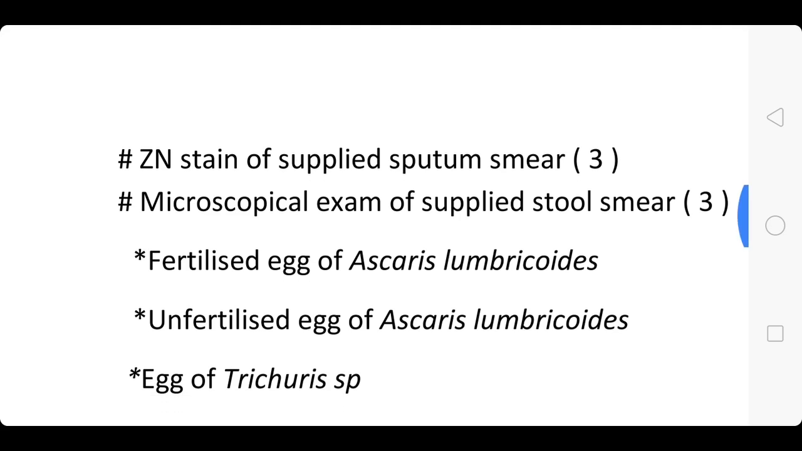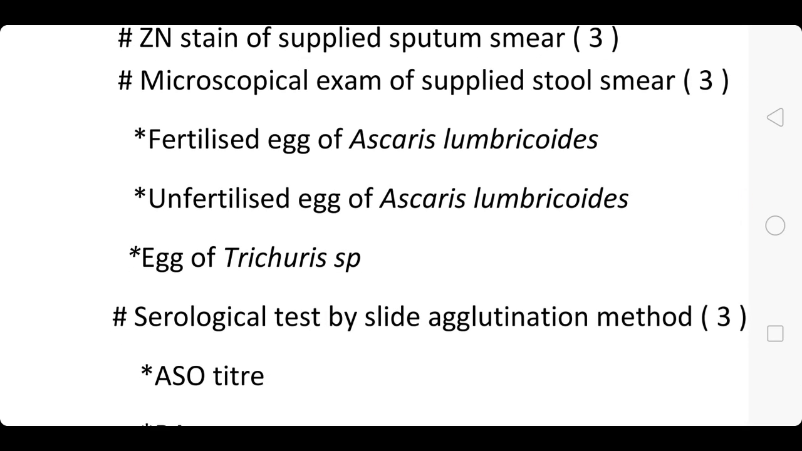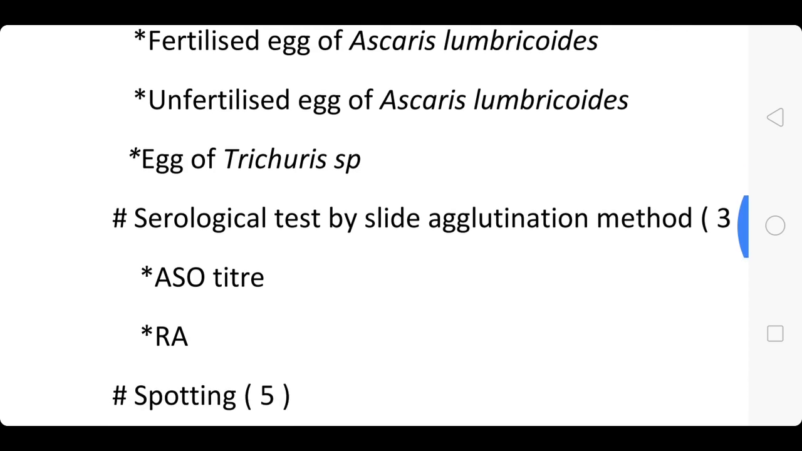The next table will be on microscopical examination of a supplied stool smear. You have to focus the smear and examine it under the microscope. It contains 3 marks. The focused smear may show you a fertilized egg of Ascaris lumbricoides, an unfertilized egg of Ascaris lumbricoides, or an egg of Trichuris species. You have to identify it. The next table contains a serological test by slide agglutination method. It contains 3 marks. There may be an ASO titer test or an RA antigen test, that is, rheumatoid arthritis antigen test.